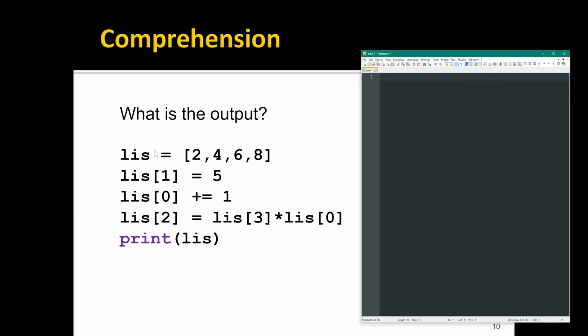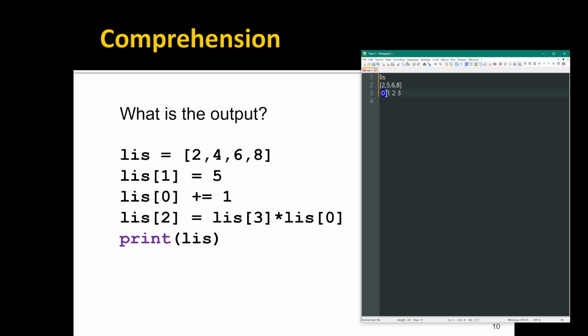So this problem starts out with a basic list called lis that has the values 2, 4, 6, 8. The next line says lis at 1 equals 5. So each one of the items in this list has an index, so we could write them out if we want: 0, 1, 2, and 3. So if we say lis at 1 equals 5, that means go into this list, add a given index, and change its value.